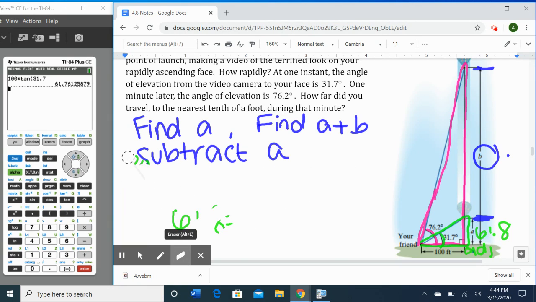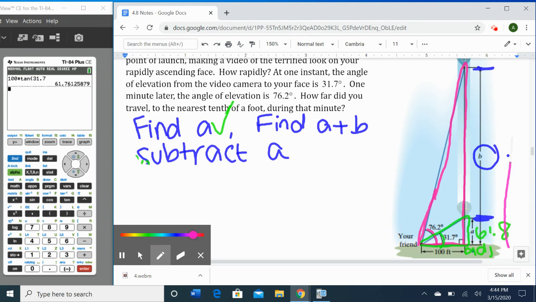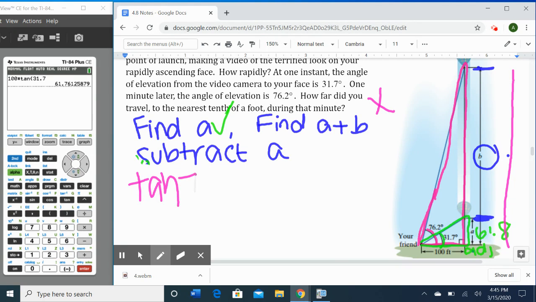Next, I'm going to find the distance that's representative of A plus B. And so what that requires me to do is find this side, this whole thing of the pink triangle. And so I'm looking for that whole side. And I think instead of calling it A plus B, I'm just going to call it X. That way I don't have to write A plus B. So this is using the 76.2 degrees. So I'm going to say the tangent of 76.2 is equal to this X over 100.